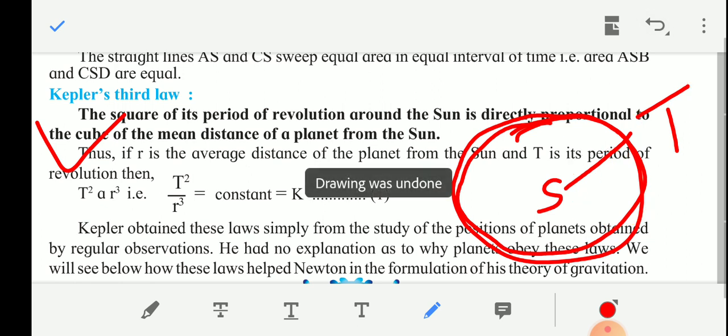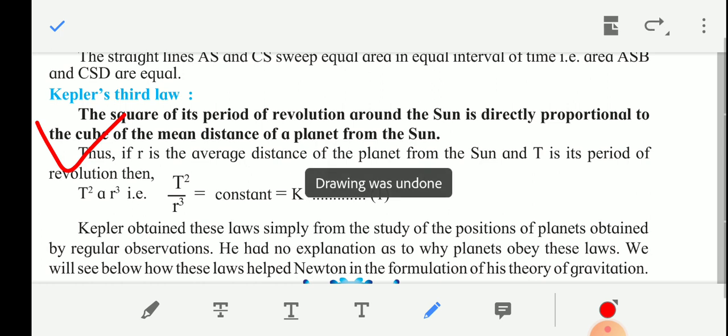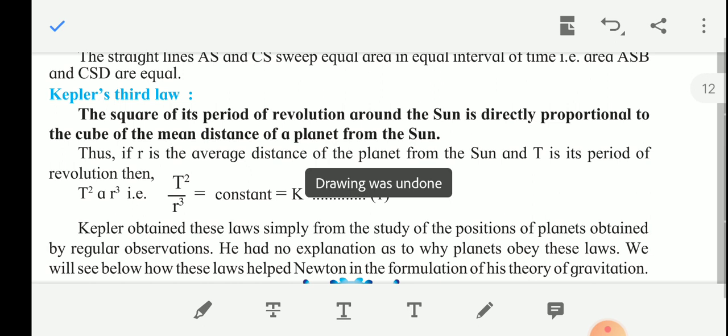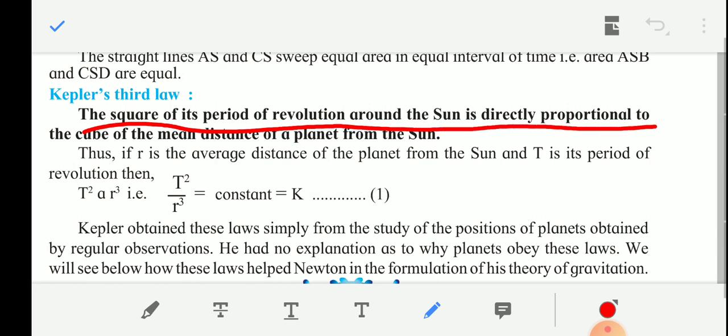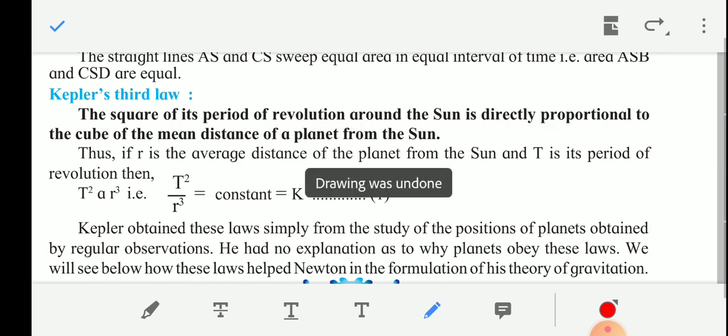If we read the statement again, it states that the square of the period of revolution around the sun is directly proportional to the cube of the mean distance of the planet from the sun. So this is about Kepler's third law.